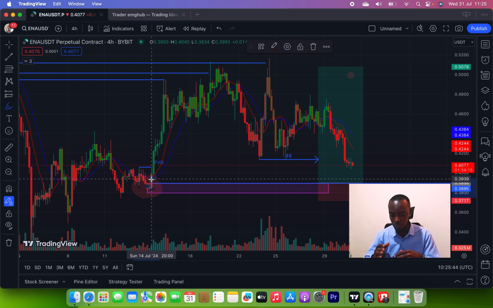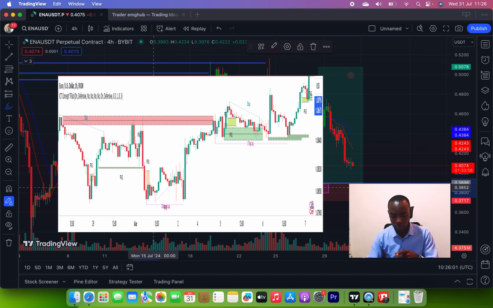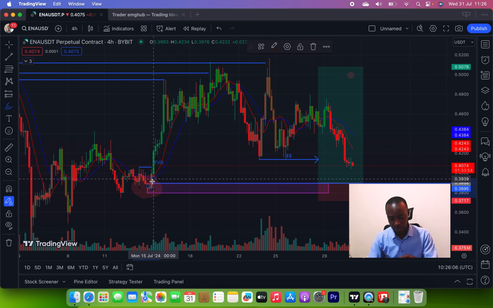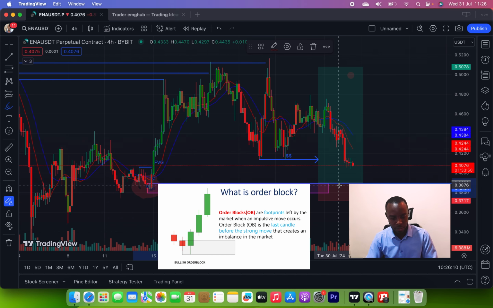So many institutions or bigger traders bought at that point, and that shows that this market is going to reverse back to this spot again, and by the time it comes back here, it's going to take up again. So that's a very good entry to wait for in this market.